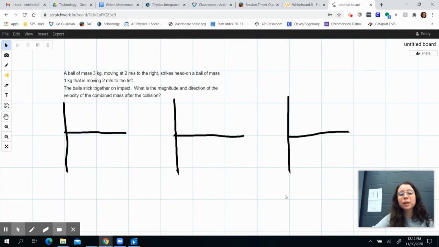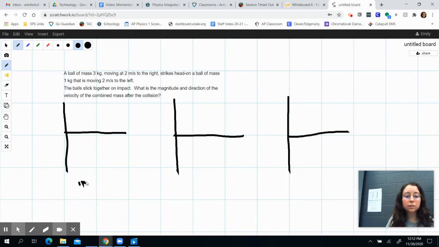Here's the first one. A ball of mass 3 kilograms is moving 2 meters per second to the right and strikes head on a ball of mass 1 kilogram that is moving 2 meters per second to the left. Balls stick together on impact. What is the magnitude and direction of the velocity of the combined mass after the collision? So remember that we want to set up an IFF chart first.